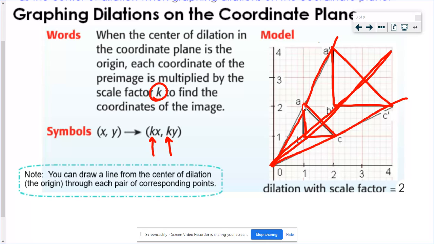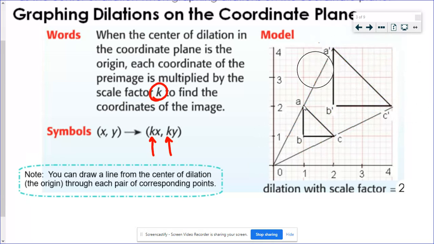This has a scale factor of 2, which means that this segment, for instance, is only 1 unit long. In the new image, it's 2 units long. Or let's go with point C. Point C is at the ordered pair (2, 1). C prime is at (4, 2). Each of the numbers got multiplied by 2 because the scale factor was 2.